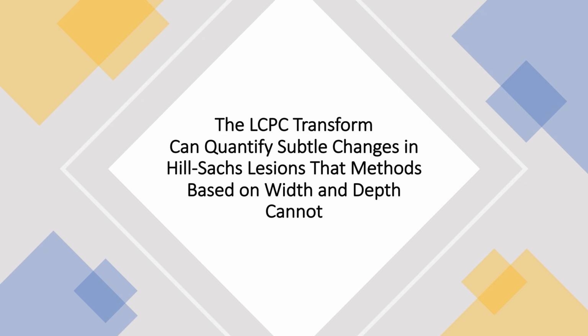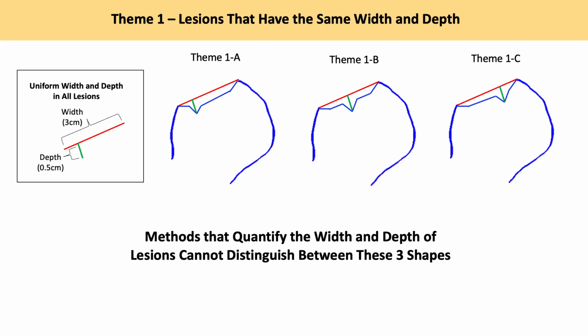Next, I wanted to compare the efficacy of the LCPC transform to current methods. Current methods that clinicians use to assess Hill-Sachs lesions involve measuring the width and the depth of the lesion. And I want to show that the LCPC can measure things that depth and width simply cannot see. So I created a phantom, or 3 phantom lesions that have the same width, that is here this line in red, and the same depth, that is this line in green. Though it's visually obvious to the human eye where the deepest trough is, methods that rely on width and depth cannot distinguish between these 3 themes.